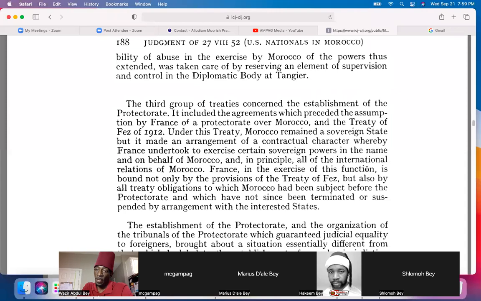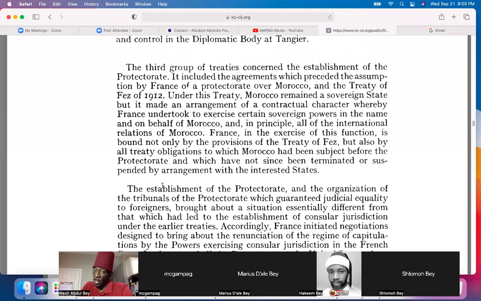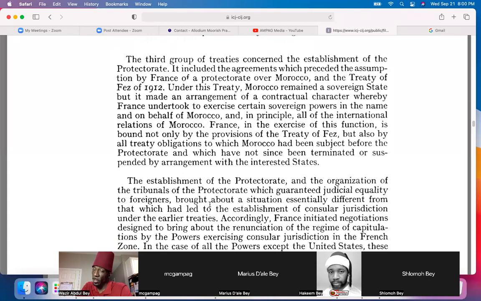France, in the exercise of this function, is bound not only by the provisions of the Treaty of Fez, but also by all treaty obligations to which Morocco had been subject before the protectorate, and which have not since been terminated or suspended by arrangement with the interested states. So in other words, it's still in force.